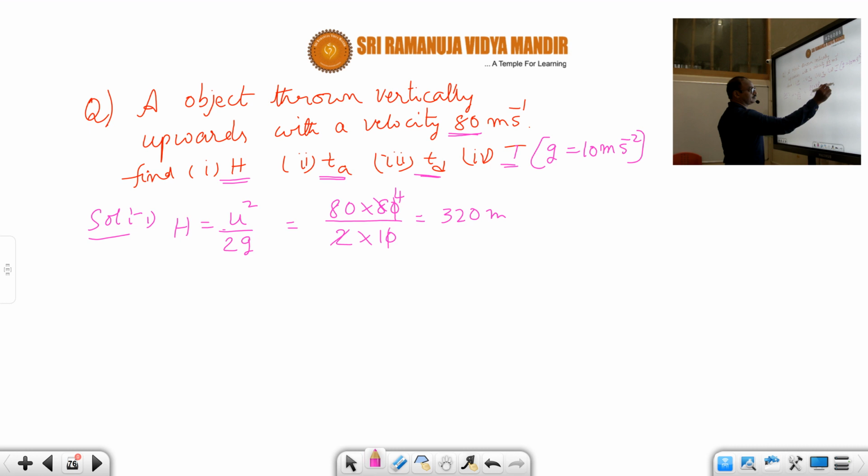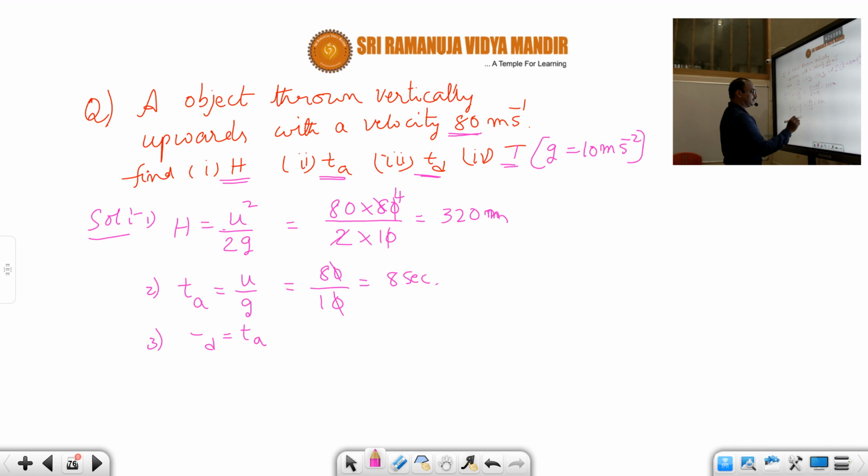Then coming to the time of ascent. Time of ascent is equal to u divided by g. What is the u value? U value is given as 80 divided by g equals 10. Therefore 0 and 0 cancel, and that will give you 8 seconds. Again, for time of descent, no need to do any calculation. We already know time of ascent equals time of descent. Therefore time of descent is equal to u by g, which is also 8 seconds.